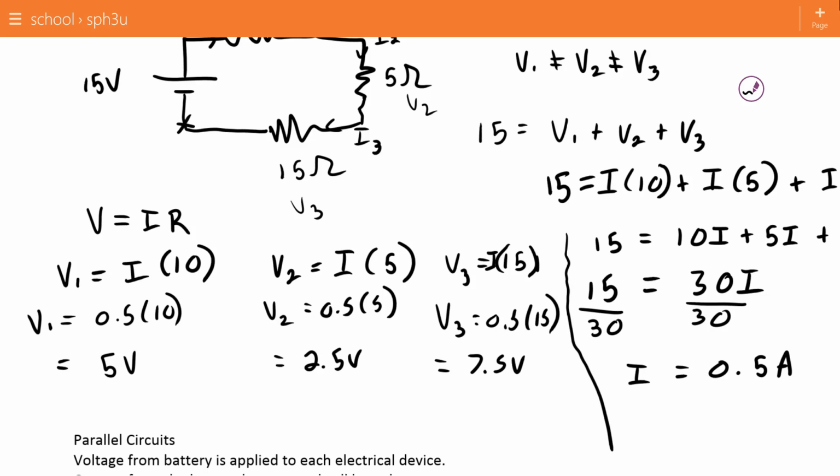Now with that in hand, we can go back and look at our original idea in the first place. So what we're saying is we went up 15 stairs, and then we went back down 5 stairs, and back down 2.5 stairs, and back down 7.5 stairs. And so what we can see here is that 15 equals 15, and we've solved our circuit correctly.